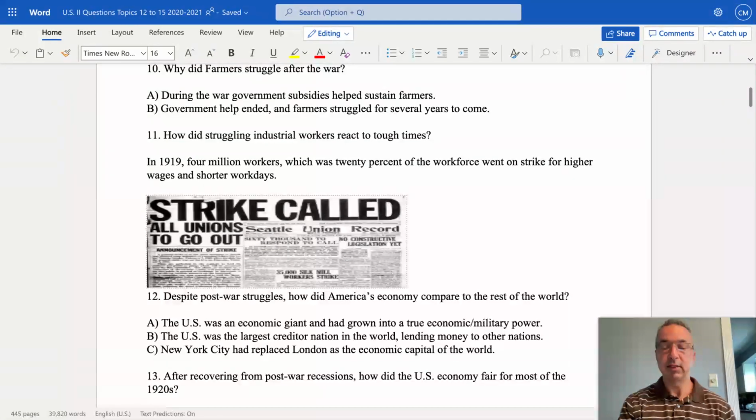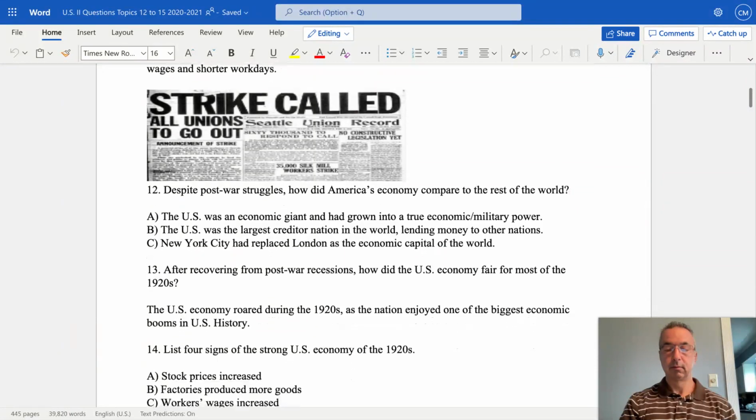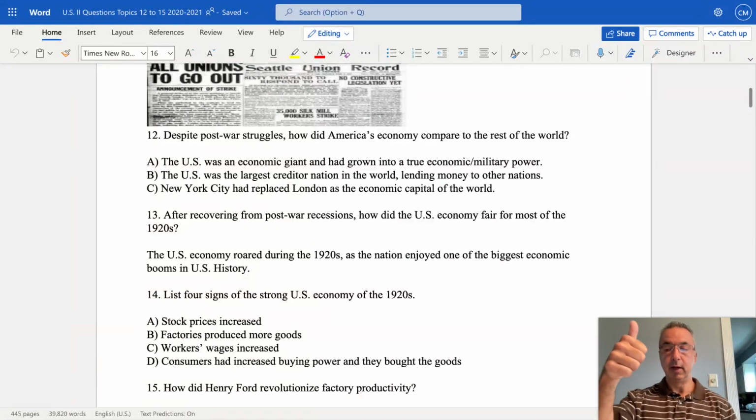13, after recovering from post-war recessions, how did the U.S. economy fare for most of the 1920s? Well, the 1920s, as you probably already know, is nicknamed the Roaring Twenties. The United States economy is going to see one of the biggest economic booms in the history of our country during the 1920s. So when you think about factors or signs of a strong economy, as you move into 14, kind of think about what factors might be an indication that the economy is really going well. So naturally, we think about stock prices going up. Factories are producing more goods, workers' wages are up. And of course, as wages go up, consumers have increased buying power and they buy goods.